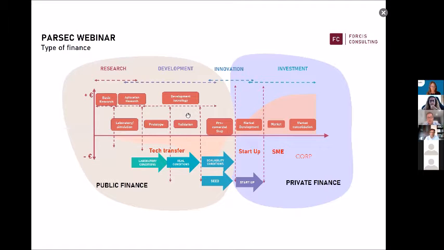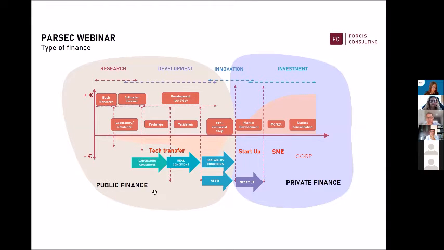Okay, if we take the standard situation of a company, from the research to the investment, we can identify two main areas. One area is basically covered by public finance, and the other area is basically covered by private finance. There are some parts that could be both sources, public and private.